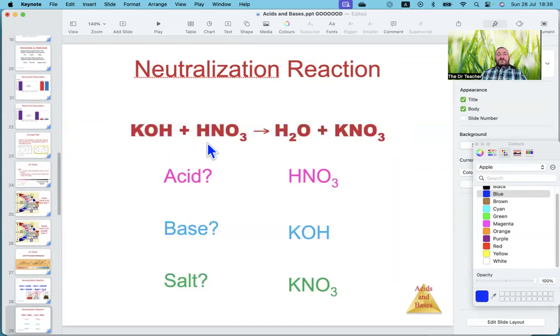Okay, so KOH with nitric acid will give you water and potassium nitrate. And this is the acid, HNO3, and the base is KOH. The salt is what? KNO3.